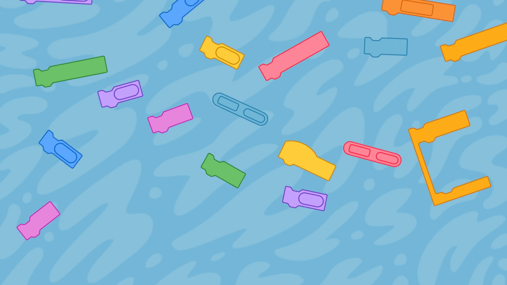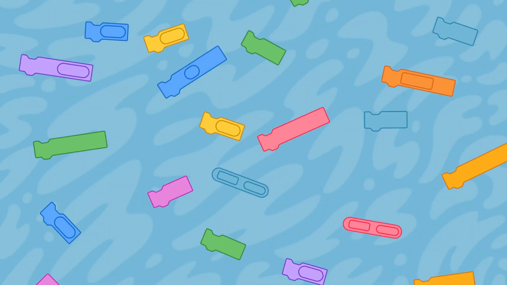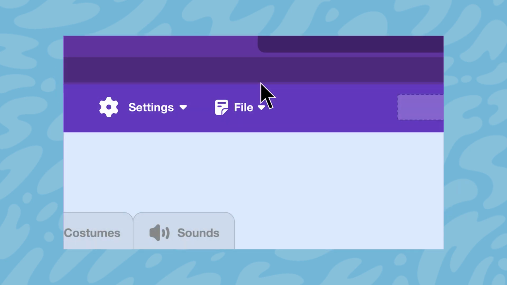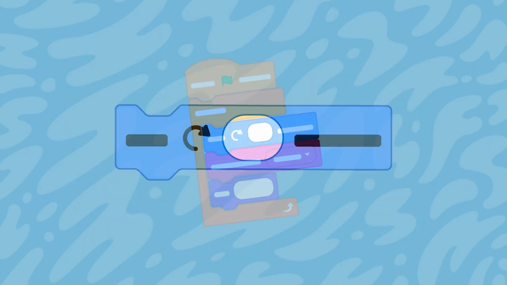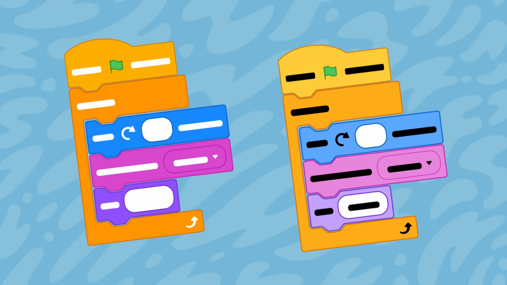Did you know you can customize the block language and color contrast in the Scratch Project Editor? To change the color contrast, under the Settings menu, find Color Mode and select Original or High Contrast Mode. High contrast blocks may be more accessible and easier to read for some users. You can always switch back and forth between these color modes.